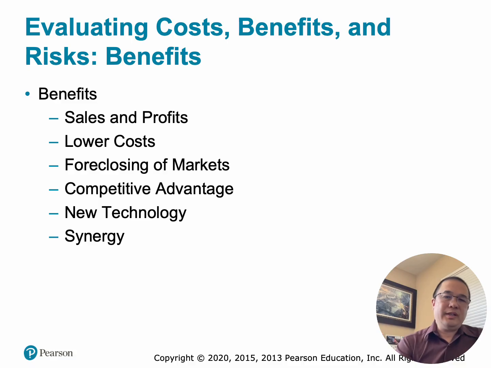Number three, foreclosing of markets. This means entering a market before competitors do and securing a strong position. The benefits include building customer loyalty early, establishing distribution channels, securing suppliers and partners, and creating barriers to entry for the competitors. An example would be Coca-Cola and McDonald's entered many emerging markets early, making it harder for later competitors to gain significant market share.